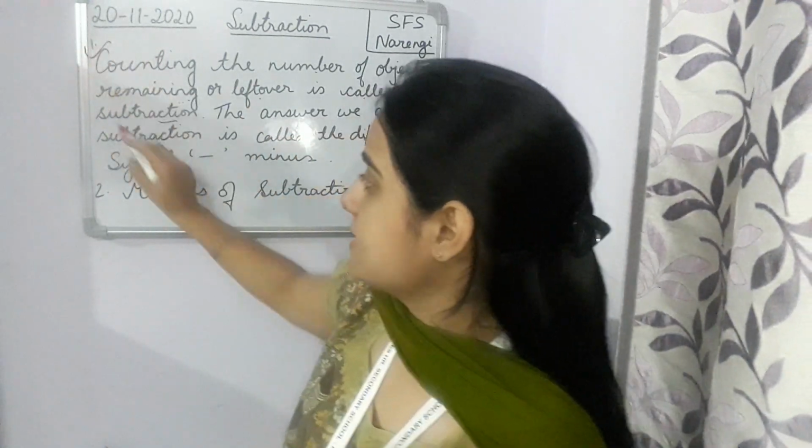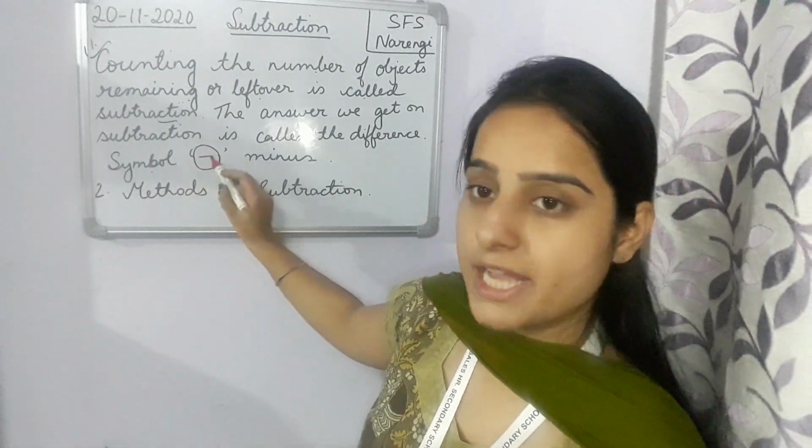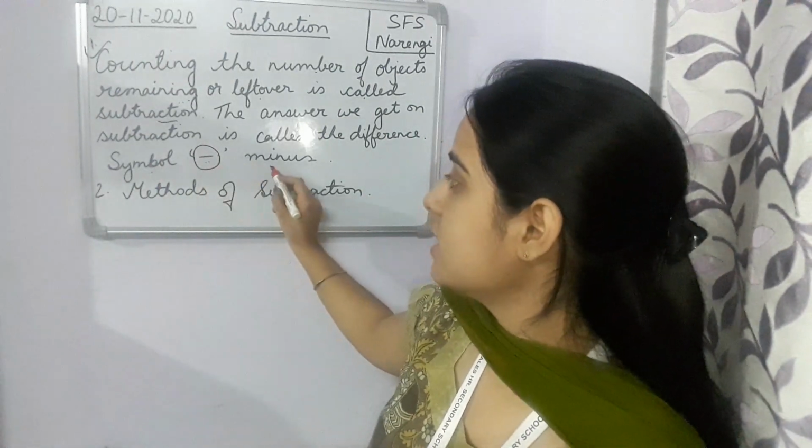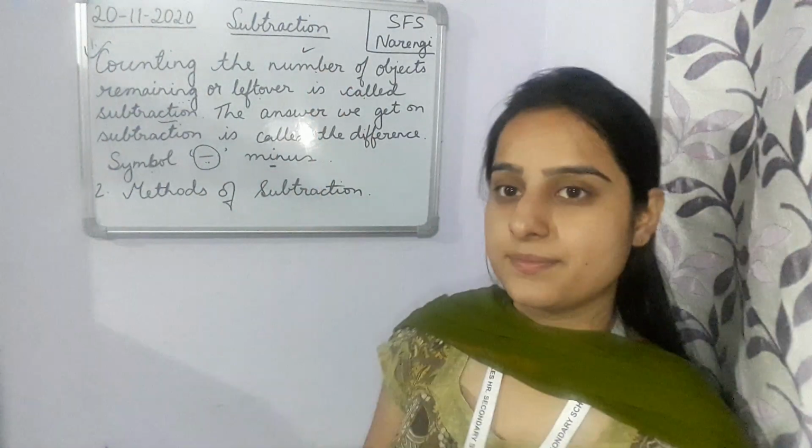How can you find the remaining chocolates or the leftover chocolates, children? Total number of chocolates minus the number of chocolates you ate. So these are the leftover chocolates, isn't it? Next, symbol. This symbol, children, a small dash you can see, this symbol is called what? Minus. And this symbol is used in subtraction.